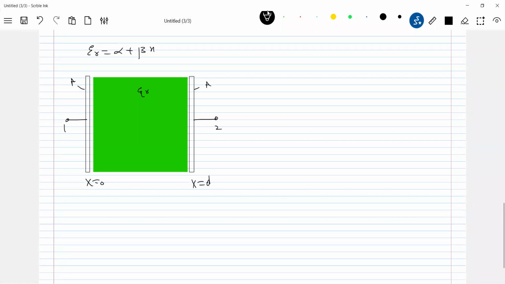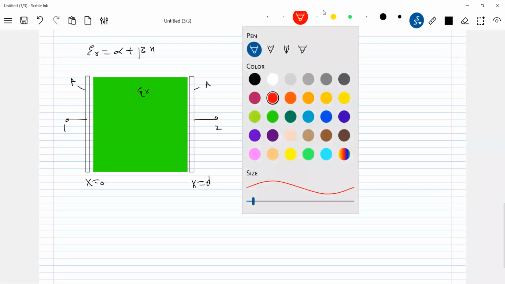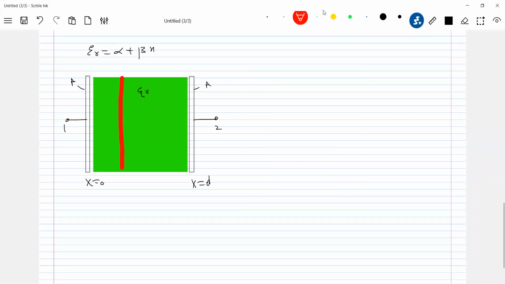So what we had was a slab of uniform dielectric constant, or uniform relative permittivity. What about here? The relative permittivity is going to vary from one end to another, from one plate to another plate. So here, what is the best method? I'll assume a slab of width dx.